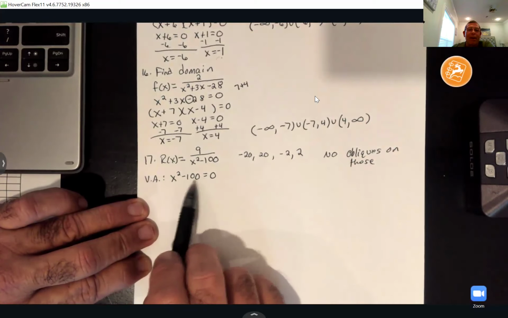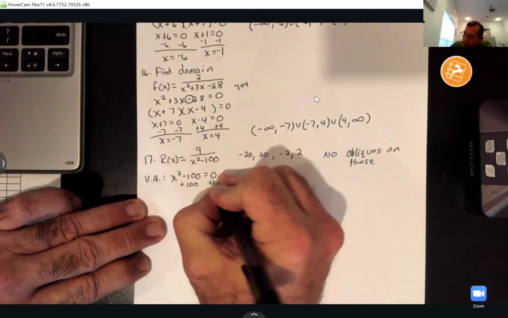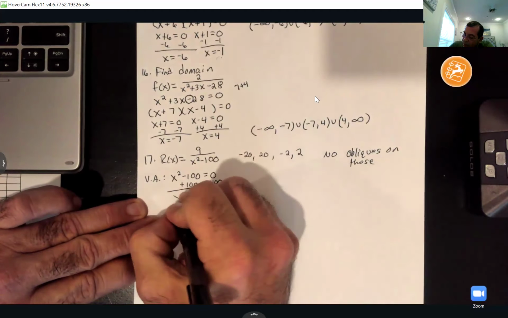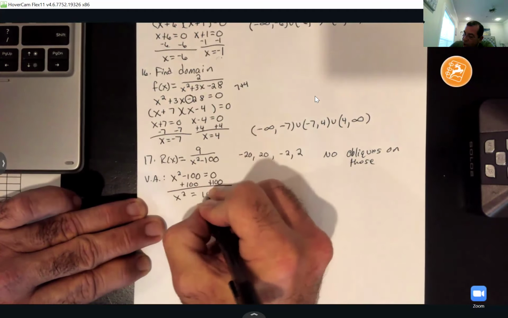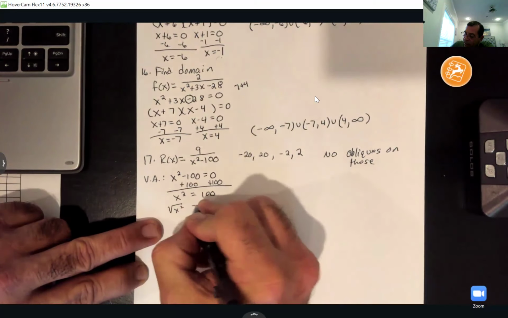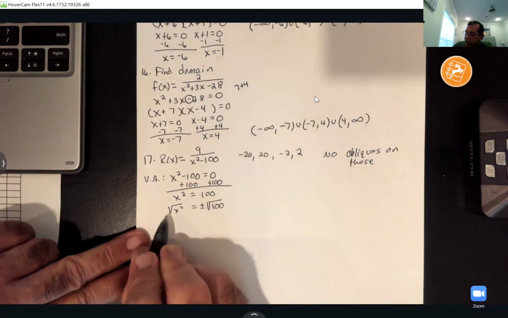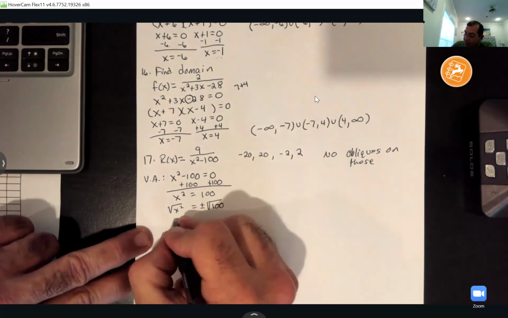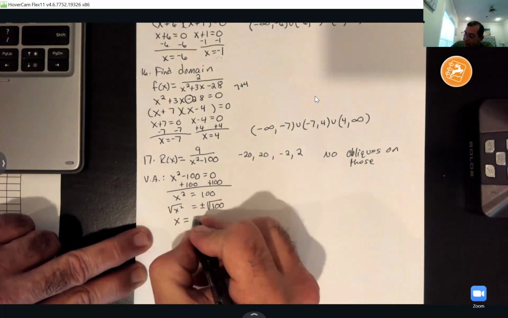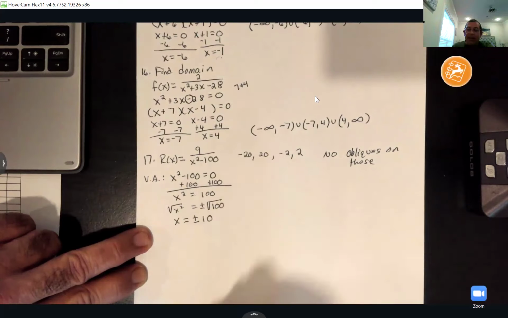I'm just going to add 100 and do the square roots to this. So x squared will equal 100. And then let's do our square roots. So that'll be a plus or minus square root of 100. So y'all, exponent cancels radical. So the x will be a plus or minus square root of 100, which is 10.